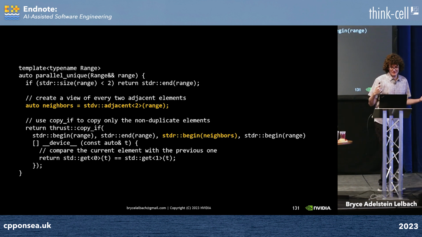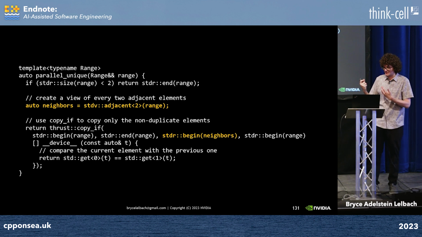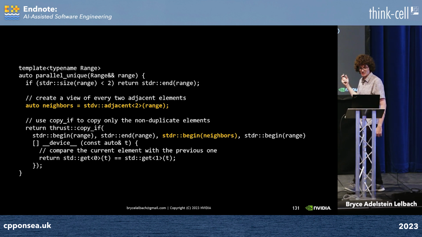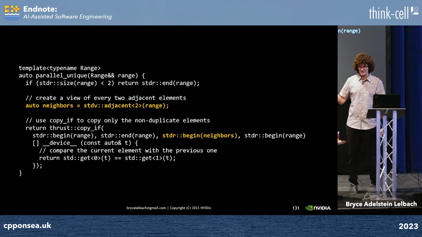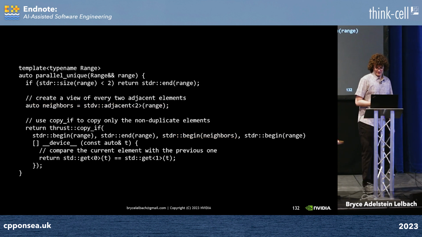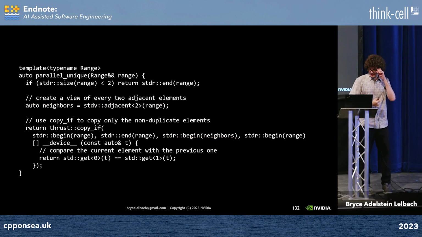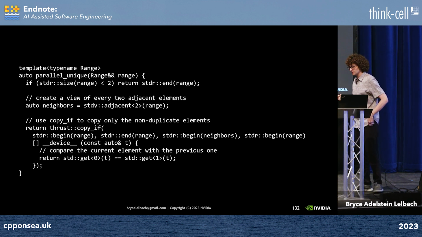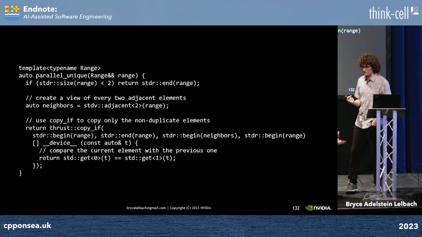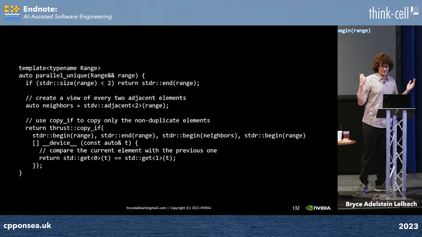So then I realized that we don't even need to use zip. There's an adjacent view that does the same thing. So I just asked it to use adjacent view instead, which it did. So at this point, I was starting to run out of ideas, and the code was looking pretty good. So I decided to ask the AI for its thoughts. I asked it, hey, are there any bugs in this code?